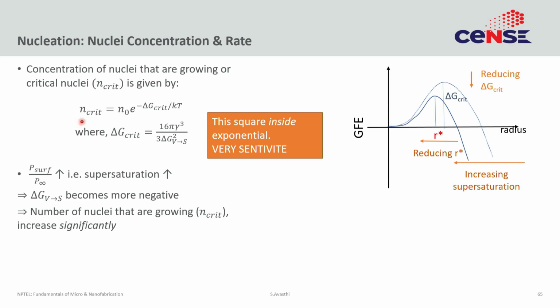But in general, as you increase the supersaturation, the delta G vapor to solid becomes more negative. As it becomes more negative, the number of nuclei that keep growing increase significantly. And I'm showing the same thing in this figure here.